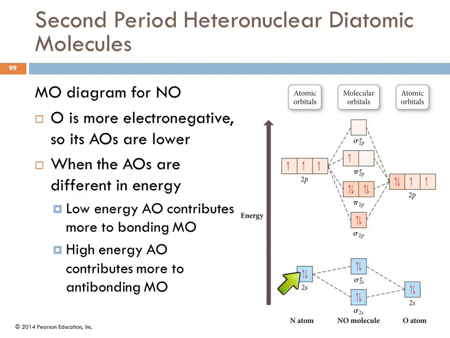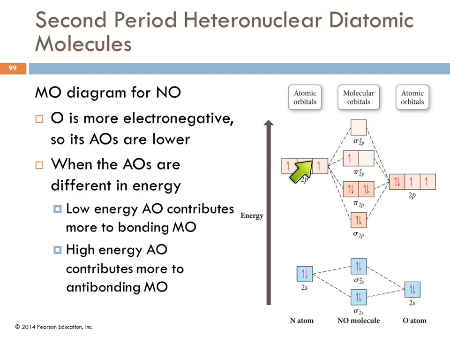So when we look at this, we have 2s and 2s. They're going to combine and form these molecular orbitals, sigma 2s and sigma star 2s. But this anti-bonding is going to be closer in energy to the higher energy atomic orbital, and the bonding one is going to be closer to the lower energy atomic orbital.